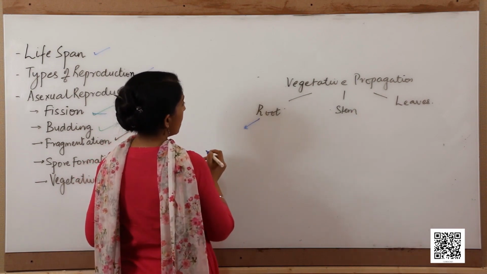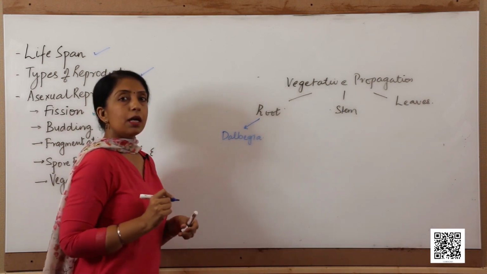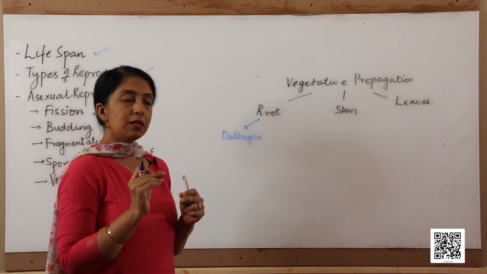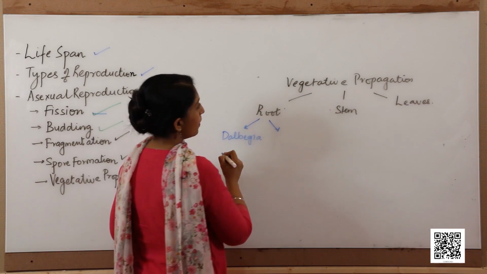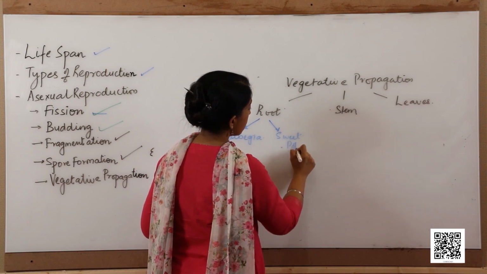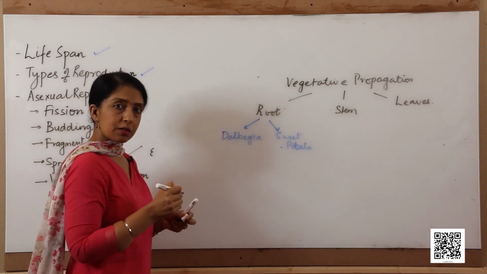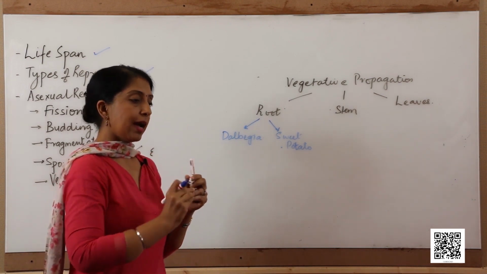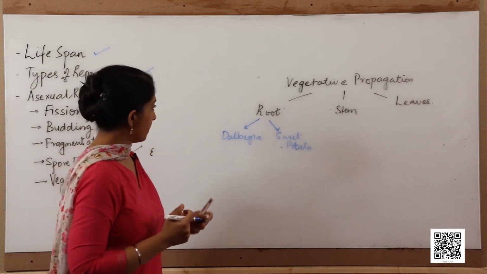For the roots, we can take the example of Dalbergia or Shisham plant. In this, the roots develop certain adventitious buds, and then these adventitious buds give rise to a new plant. This kind of vegetative propagation is also seen in sweet potato. This is another example. In this, these are the root tubers. So adventitious buds on these root tubers can be either cut from the plant and regrown to give rise to a new plant, or the whole of the sweet potato acts as a new plant.